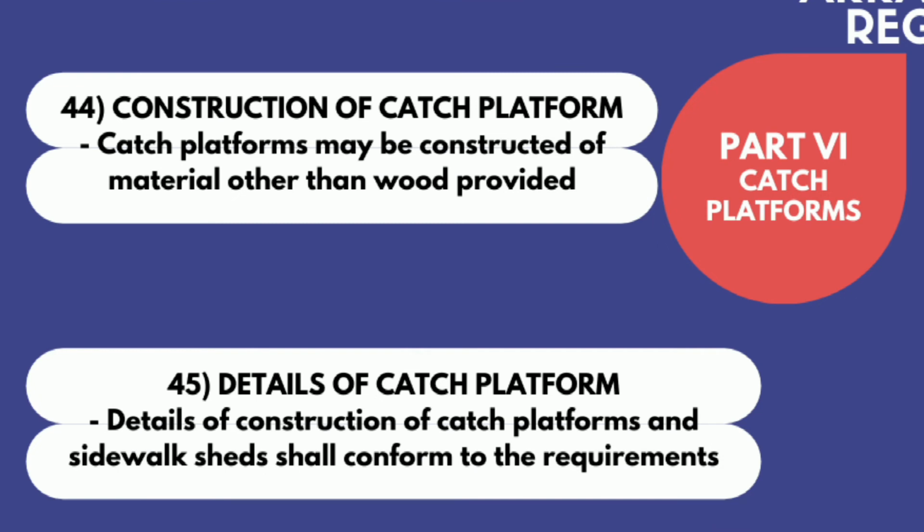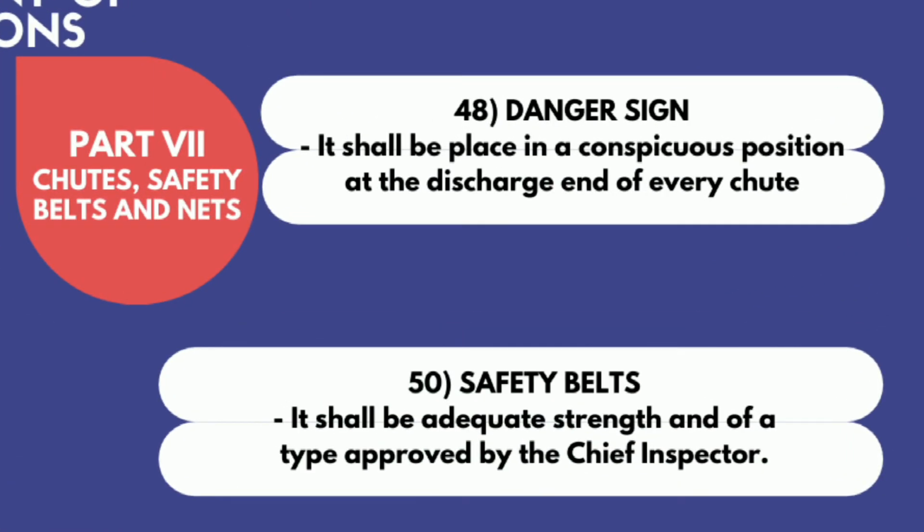Next, for Part 6, catch platforms, Regulation number 44, construction of catch platforms: they may be constructed of material other than wood, provided such material is of equal strength and does not otherwise lessen the security against falling material. And Regulation number 45, details of catch platforms. Details of construction of catch platforms and sidewalk sheds shall conform to the requirements of the Code of Practice for Building Operations. And lastly, for Part 7, chutes, safety belts and nets, Regulation number 48, danger sign.